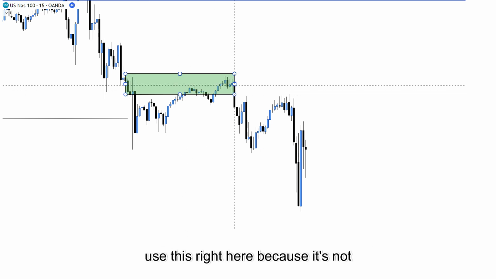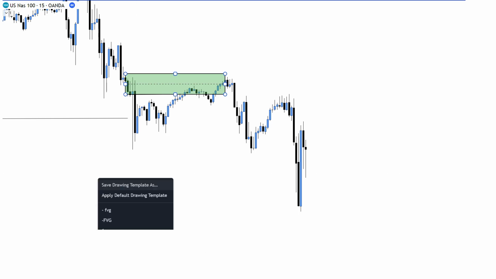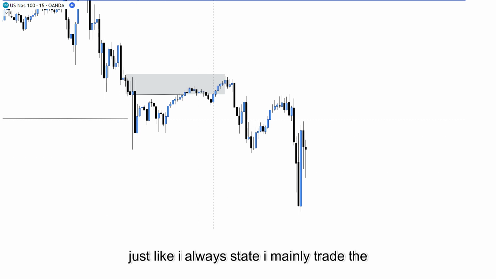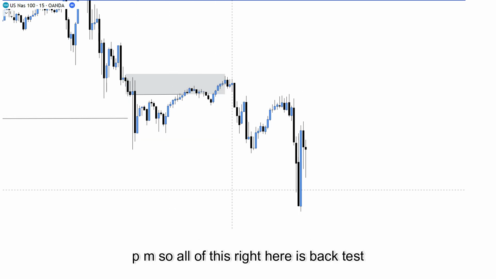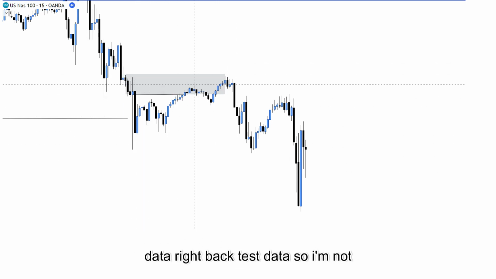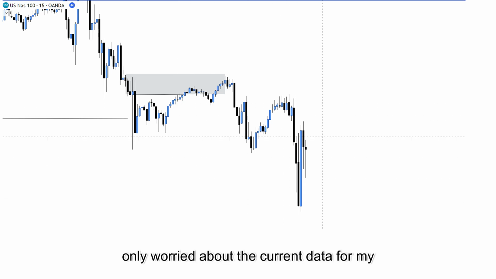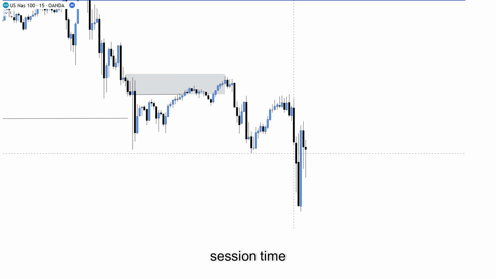We're not going to use this right here because it's not aligned with our times. Just like I always state, I mainly trade the New York session, so that's from 8 a.m. to 4 p.m. So all of this right here is backtest data, right? So I'm not worried about none of this right here. I'm only worried about the current data for my session time.